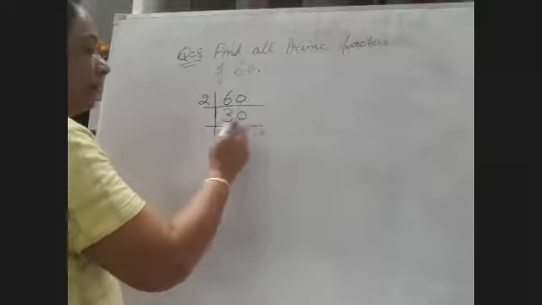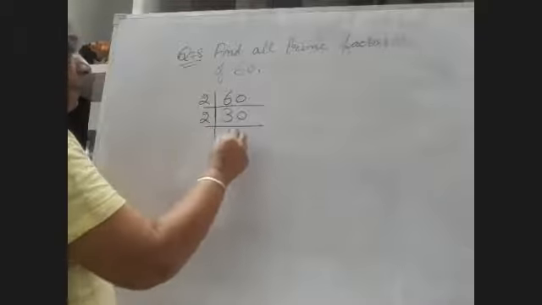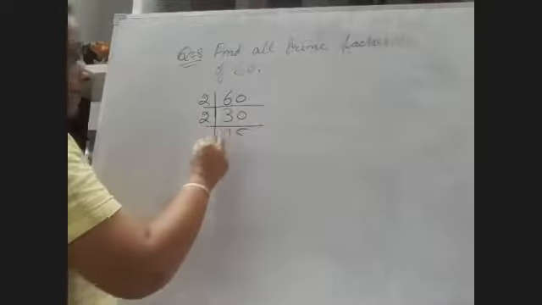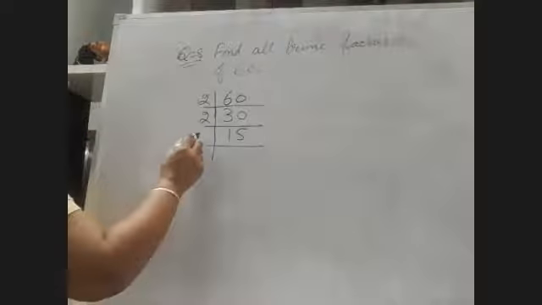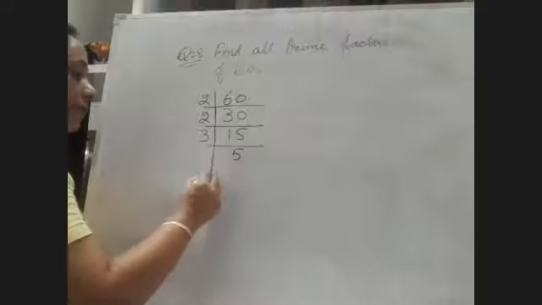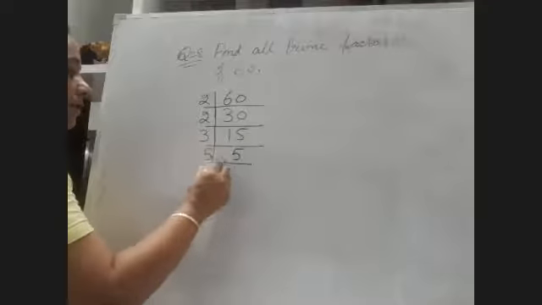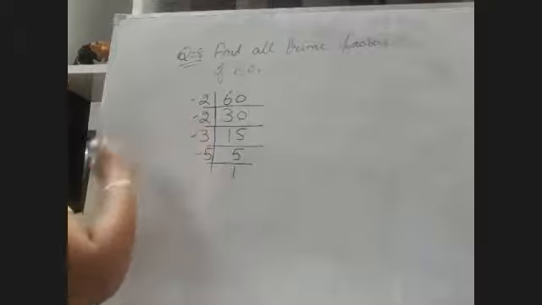Again, 30 is an even number. Again divide by 2. 2 times 15 is 30. Now 15 is an odd number, so first we'll divide by 3. 3 times 5 is 15. Now 5 divided by 5 is 1. So these are all prime factors of 60. This is a division method.